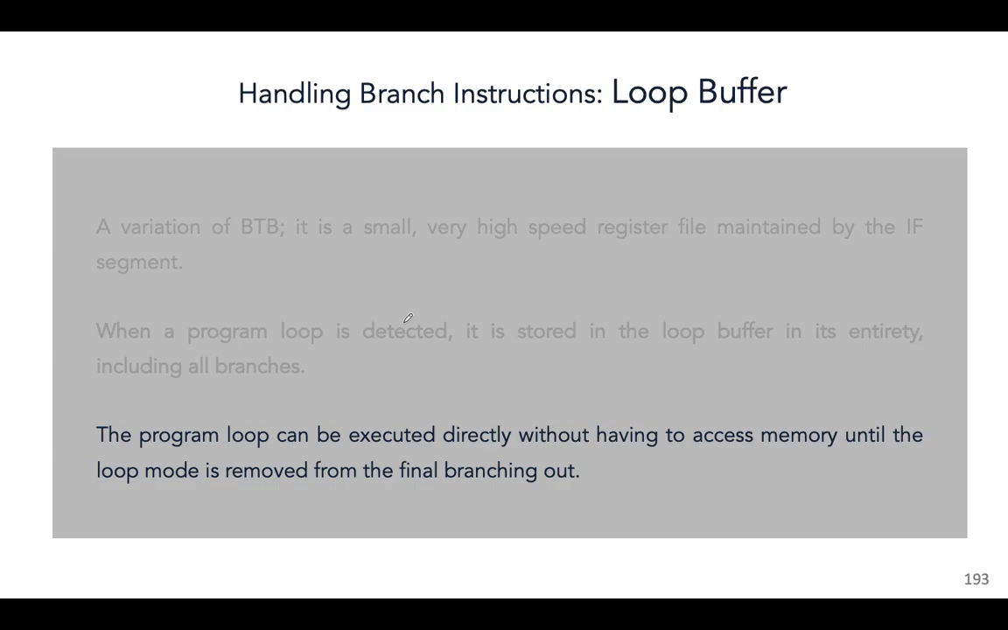That means the next time that loop occurs, memory would not have to be accessed, and you can simply access that specific loop from the loop buffer. It's much faster, plus it makes your memory free to be used by other instructions. Since that instruction is not using the memory, some other instruction can use it. There will be no conflict, plus it will be faster because this is a very small, high-speed register file.